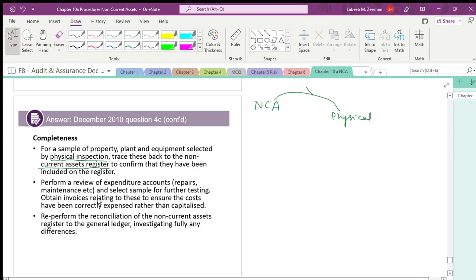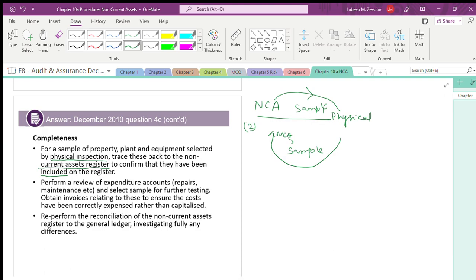We are doing this process. In the second case, what are you doing? We are taking physical and going back to the non-current register, for a sample. Here the sample will be different, to confirm that it has been included. For a sample of property, plant and equipment selected, for physical inspection, trace this back to the non-current register. Now you can understand, when you say it is traced back to the non-current register, this is the first source of evidence.